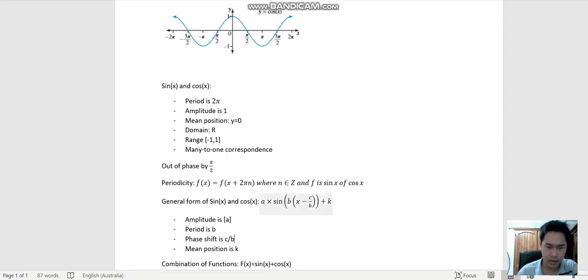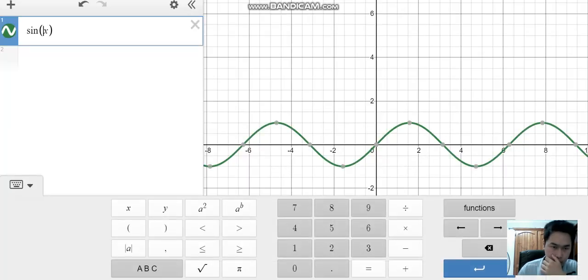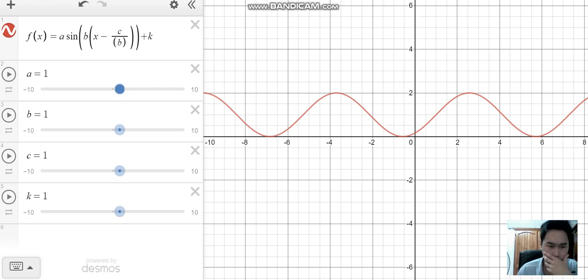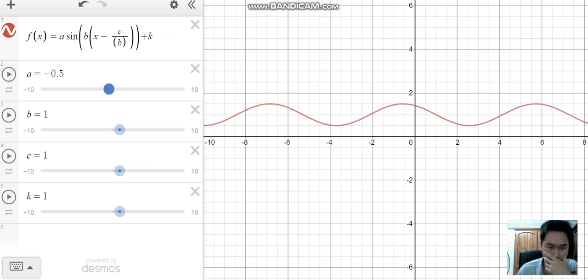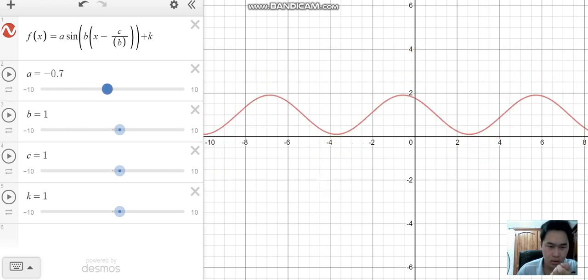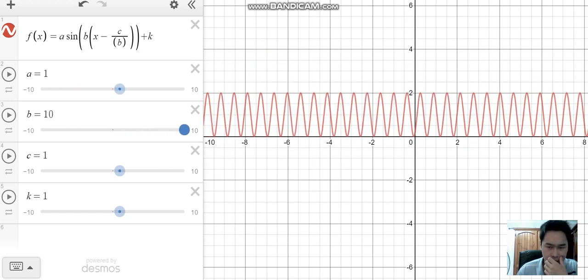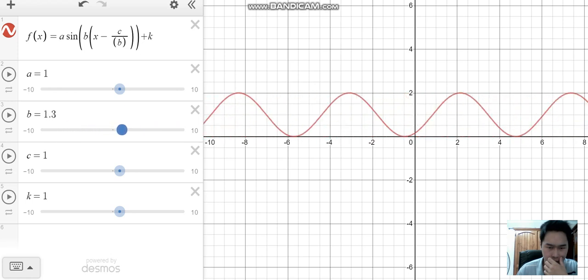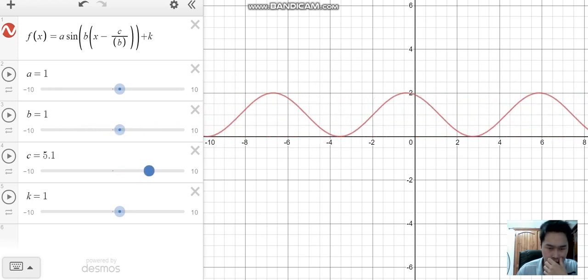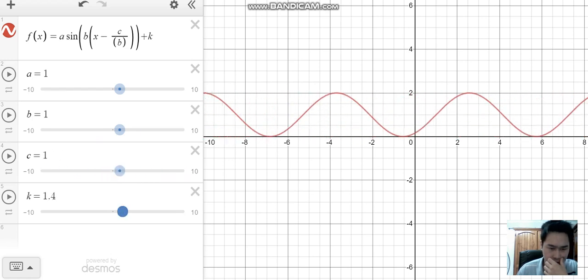The period is determined by b. So that's the distance again. The phase shift is c over b. That's the left and right shift. So this is the amplitude, how tall it is. It flips here. The negative just tells it flips, but the actual value, the amplitude, is an absolute value. B is how stretchy or how thin it is. C is a shift, moving left and right. And k, as per usual, is up and down.